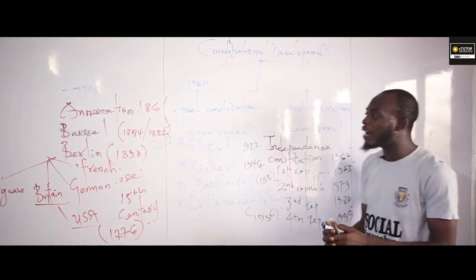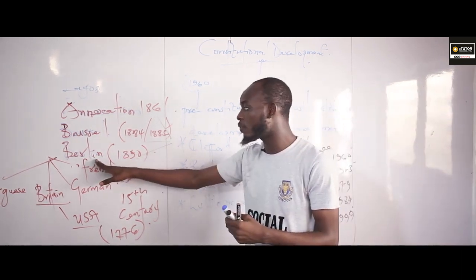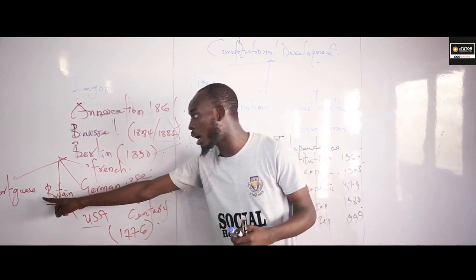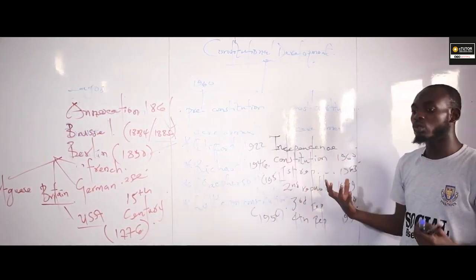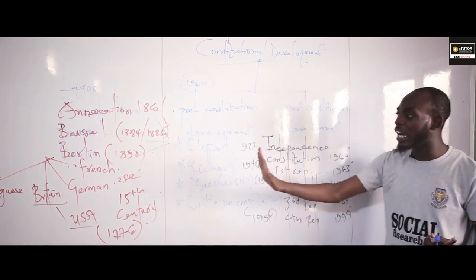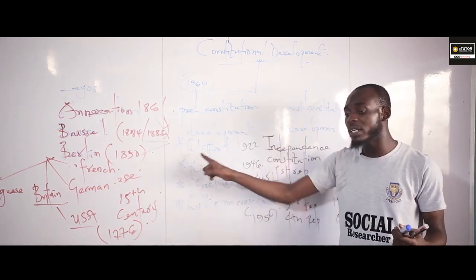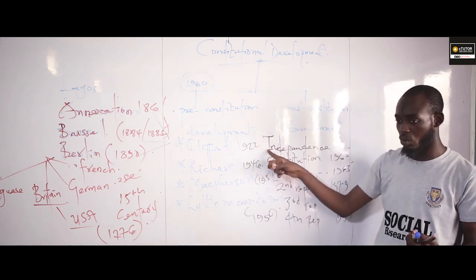So based on that, after the advent of the Berlin Conference that was held among these four countries, they embarked on Nigeria to colonize us. Now, this is just a brief introduction to how we derive the Clifford Constitution of 1922.